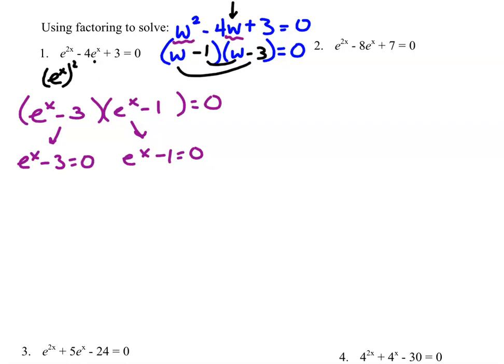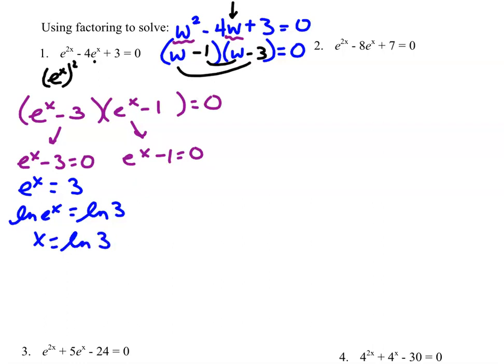All right, so setting the first one equal to 0, we have e to the x minus 3 equals 0. We're going to add 3 to both sides. And then to solve for x now, I'm going to need to take the natural log of both sides. But the natural log of e to the x is just x. So x ends up being the natural log of 3.